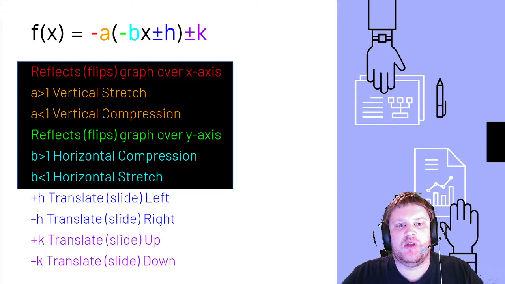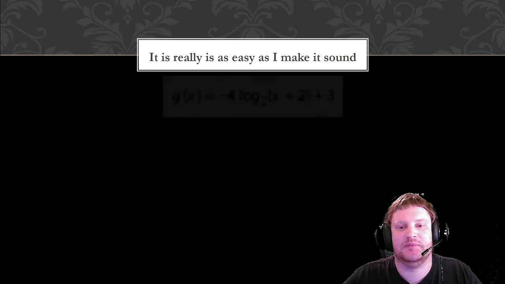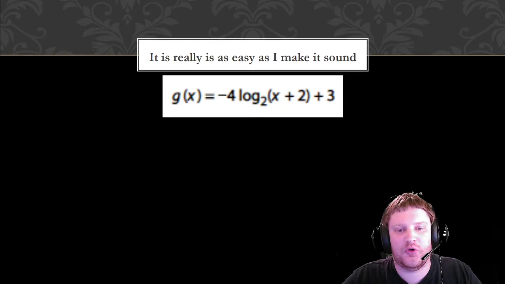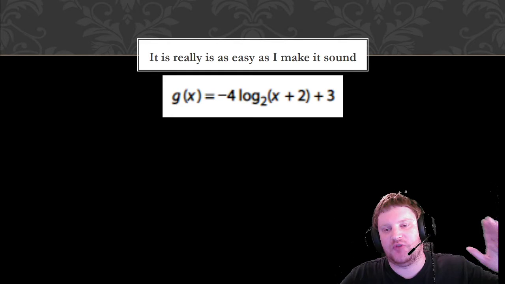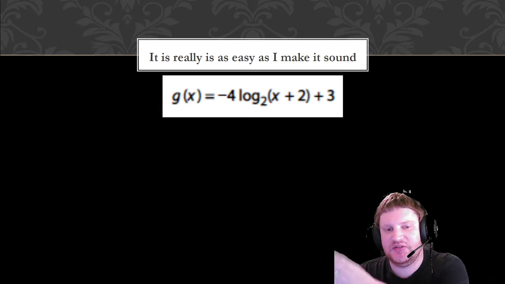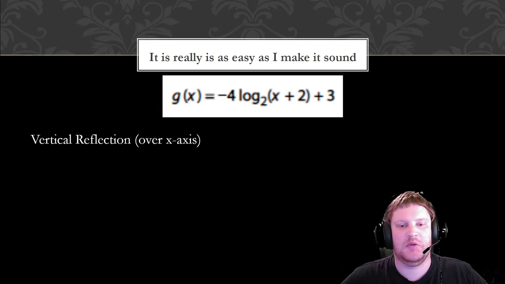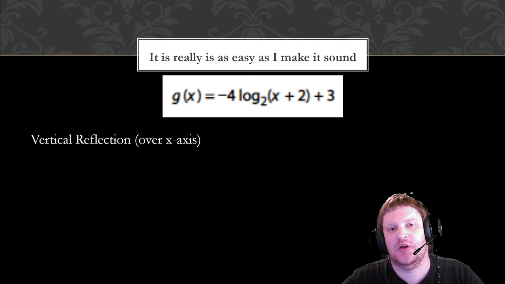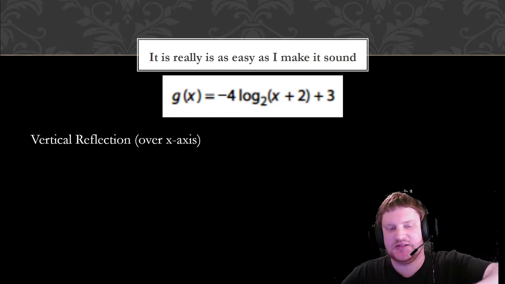So, the way I want to talk about this one today is to just take a look at a pure example. This guy. -4 log base 2 of (x + 2) + 3. So, what's the first thing we see? From left to right, I see a negative sign out front. Immediately, vertical reflection. We're reflecting over the x-axis.